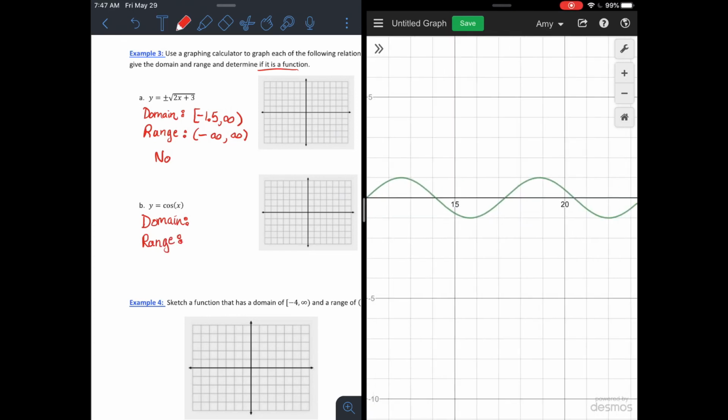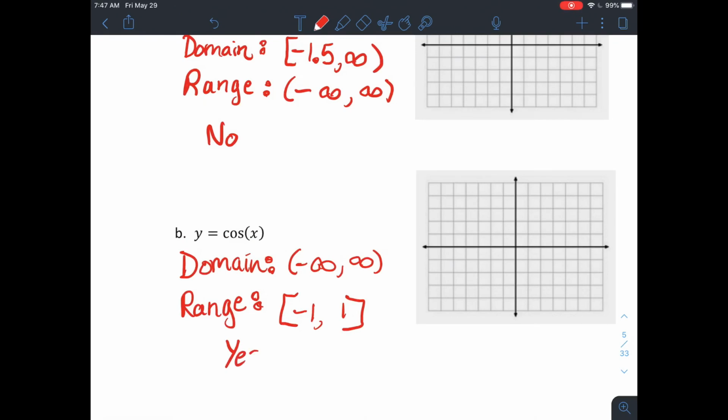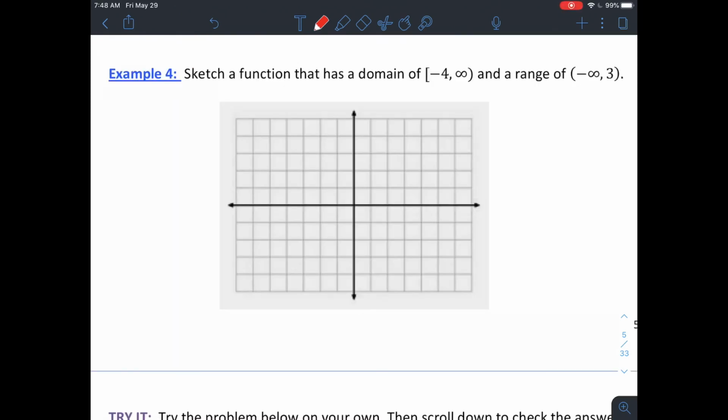Your range, you're going to want to think about your y values up and down vertically. What's your lowest y, your highest y, and they go from -1 to +1. And yes, it is a function. No shared x values on any of those points. Passes a horizontal line test.